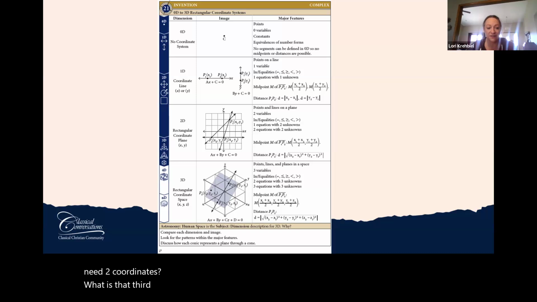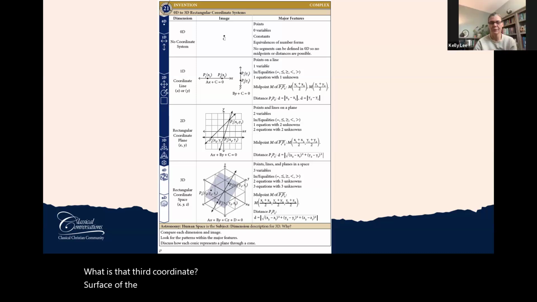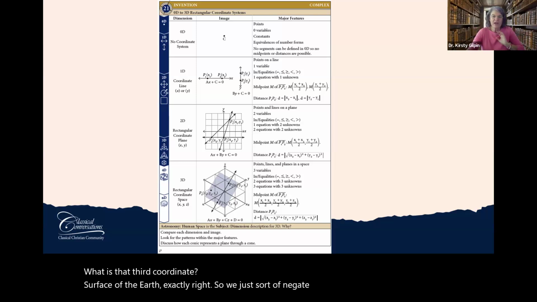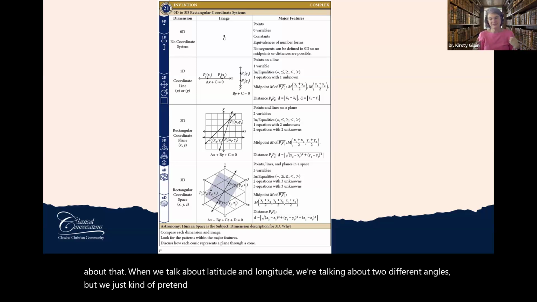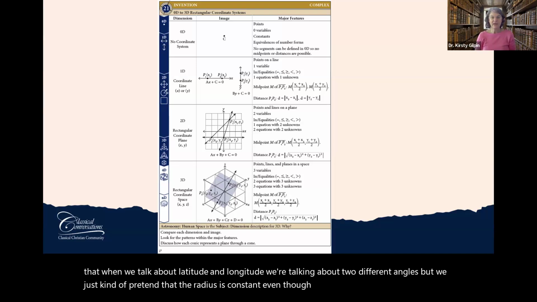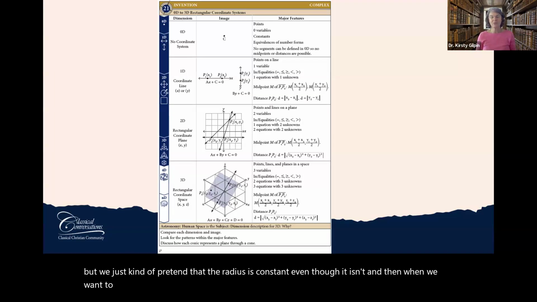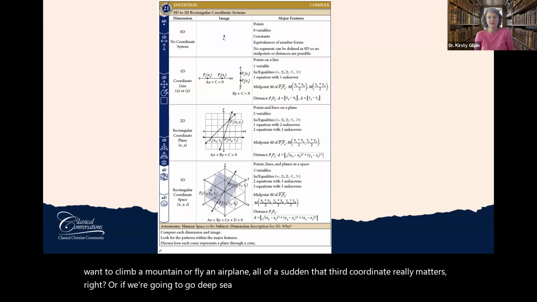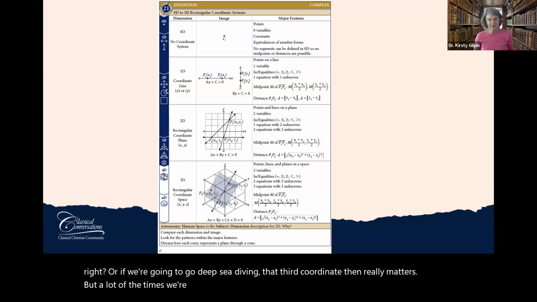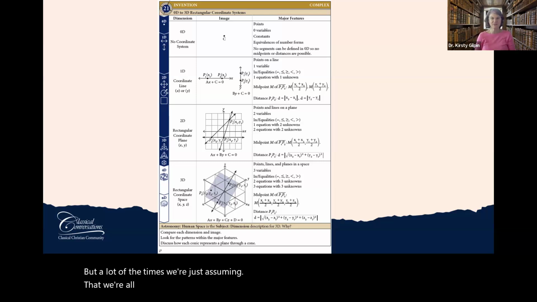Well, we're stuck on the surface of the earth, right? Exactly. So we just sort of negate the radius. We don't worry about that. When we talk about latitude and longitude, we're talking about 2 different angles, but we just kind of pretend that the radius is constant, even though it isn't. And then when we want to climb a mountain or fly an airplane, all of a sudden that 3rd coordinate really matters. Or if we're going to go deep sea diving, that 3rd coordinate then really matters. But a lot of the time we're just assuming that we're all about the same distance from the center of the earth.